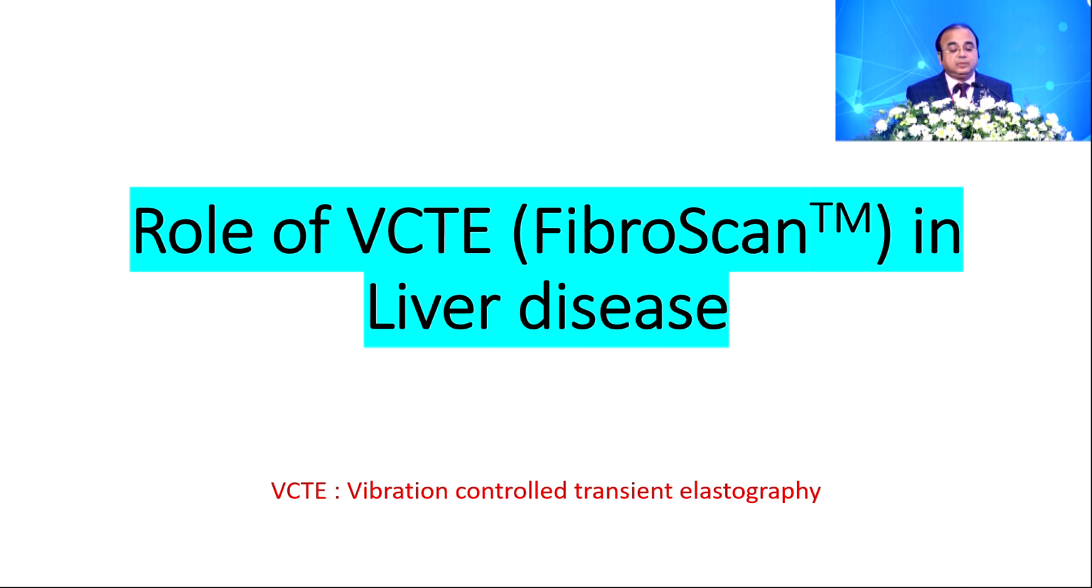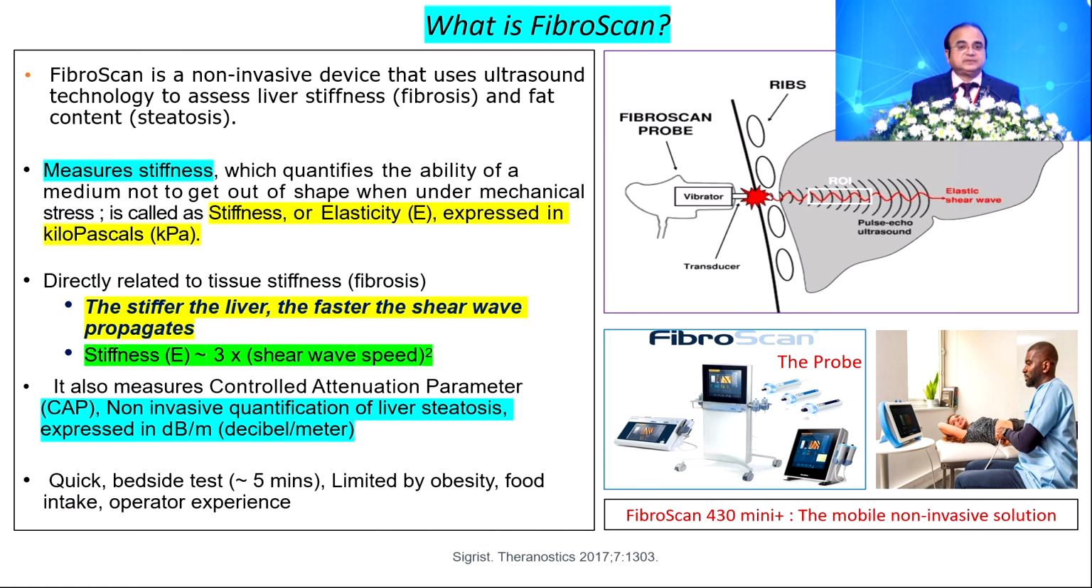If you look at the role of VCTE, or FibroScan, in liver disease, what is FibroScan? FibroScan is the instrument where ultrasound waves of around 50 megahertz are used, and by this we can calculate the elasticity or stiffness of the liver. With the shear wave velocity, we measure the velocity of the wave going inside the tissue or the liver. The faster it moves, the higher the stiffness. The formula is 3 multiplied by the shear velocity squared, which gives the stiffness, and we measure it in kilopascals.